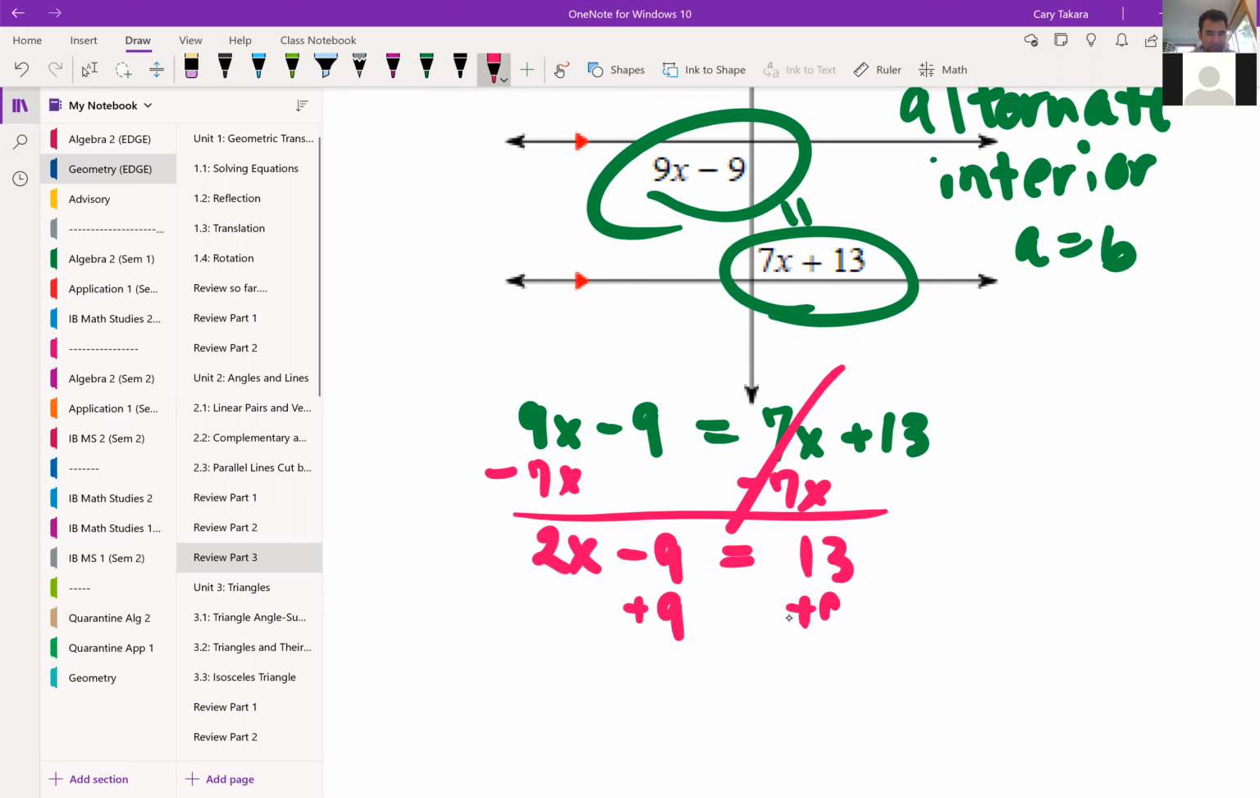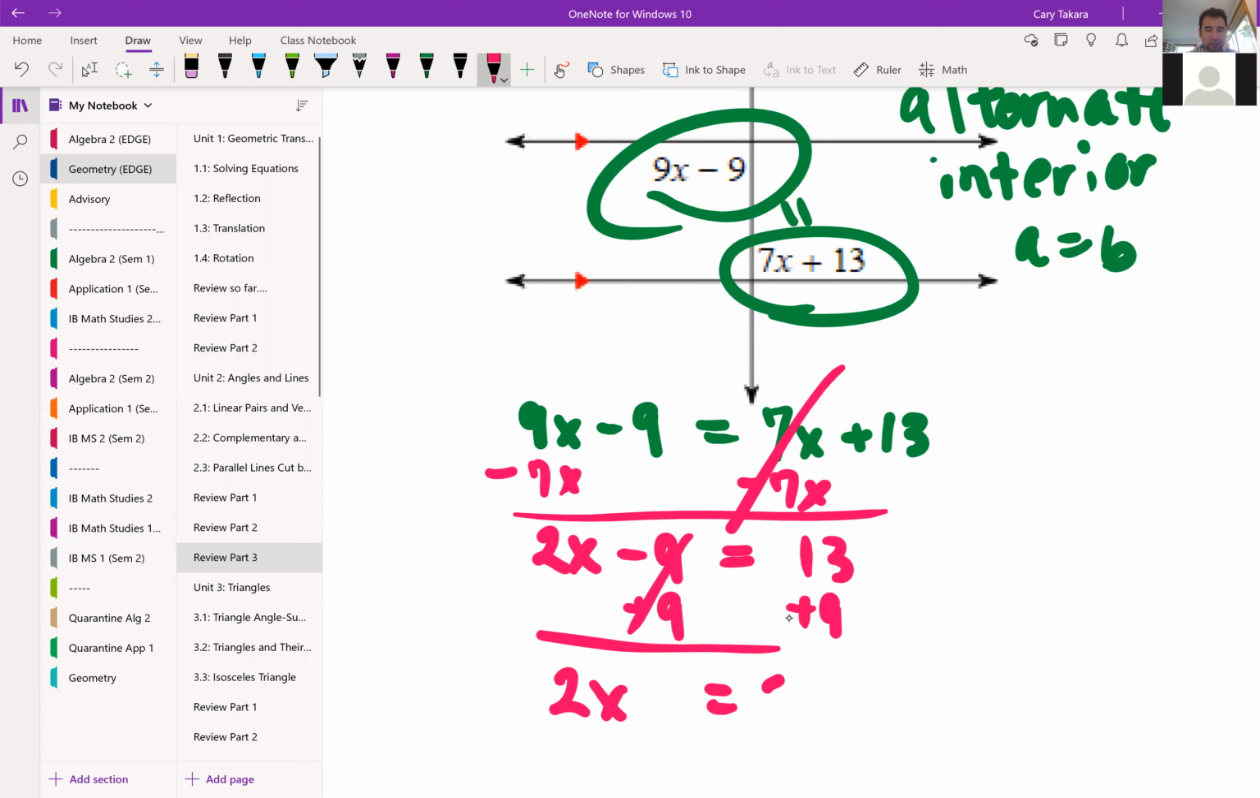Have you guys all done this? Or did I not give you guys enough time? Yeah, I would like you to work on it. Okay. Again, this is not the assignment, but I would like you to work on it on your paper.